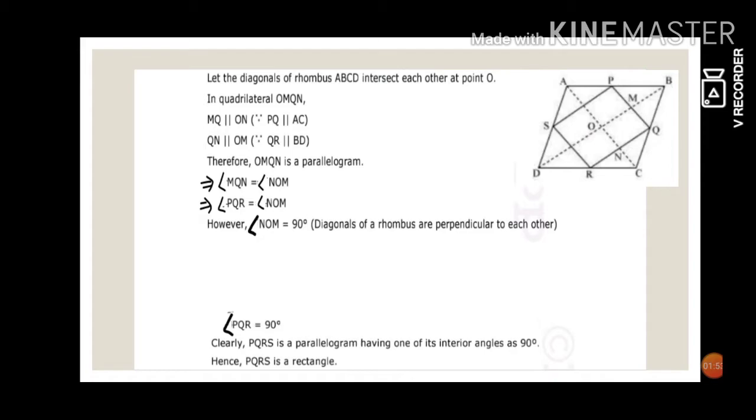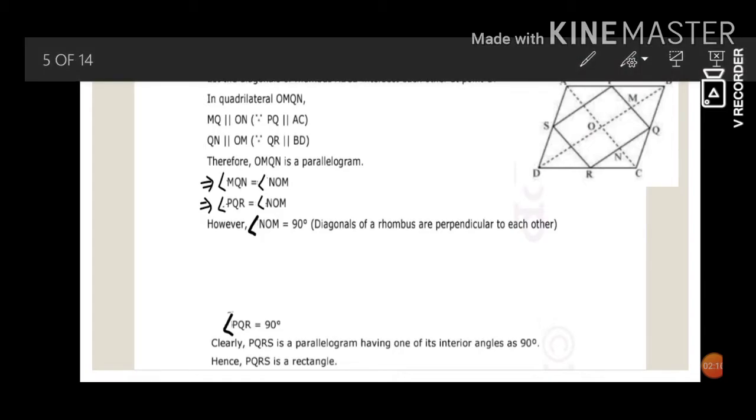Now let the diagonals of the rhombus, AC and BD, intersect each other at O. So you can see that in the rhombus, that is the big quadrilateral ABCD, the diagonals intersect each other at O. Here we get a quadrilateral OMQN, that is this portion. In this quadrilateral, we have already said that PQ is parallel to AC. So from there we can say MQ is parallel to ON.